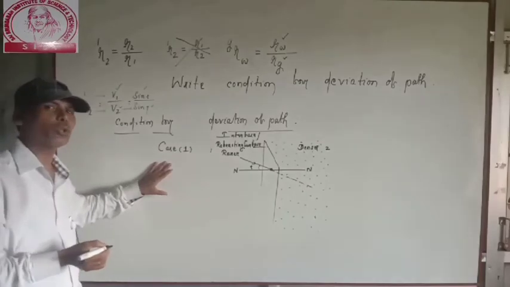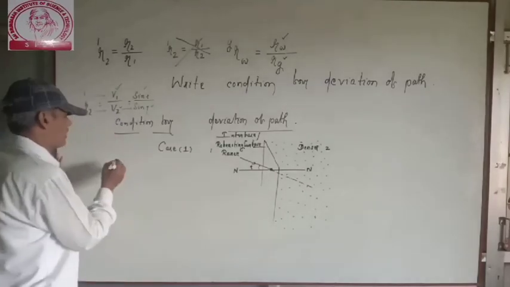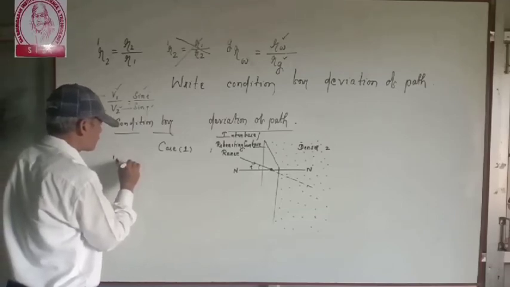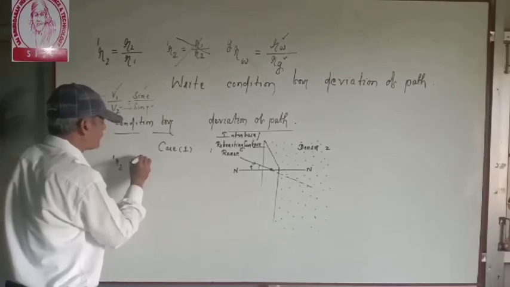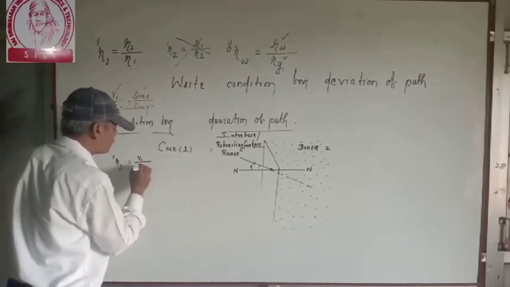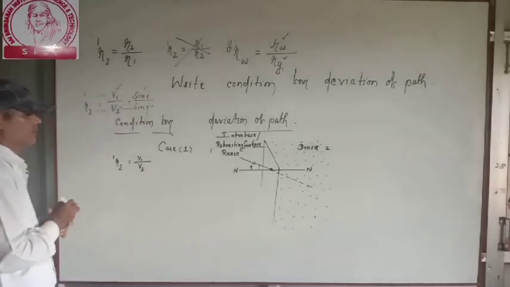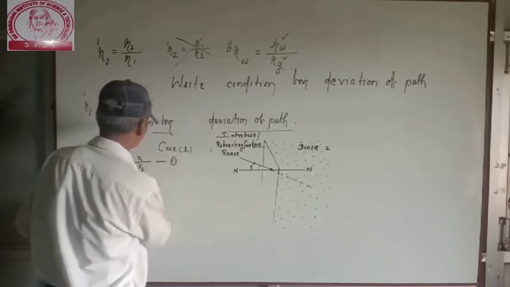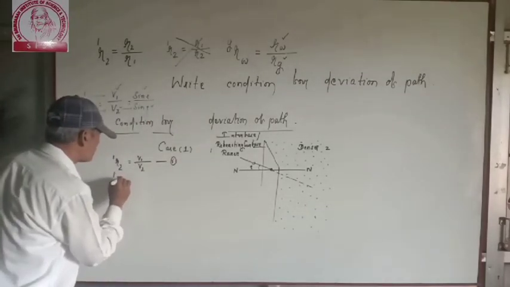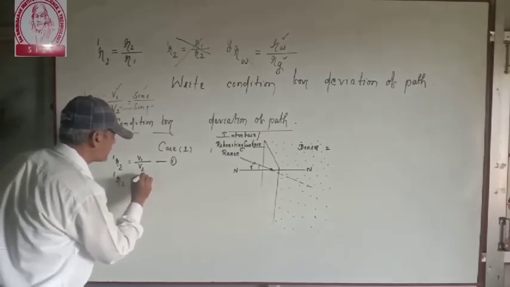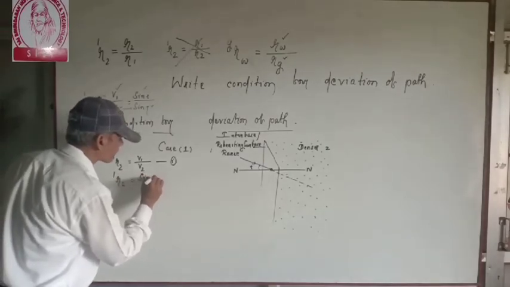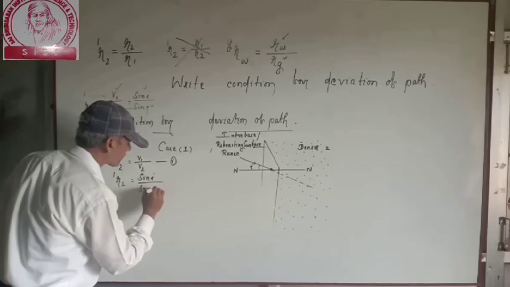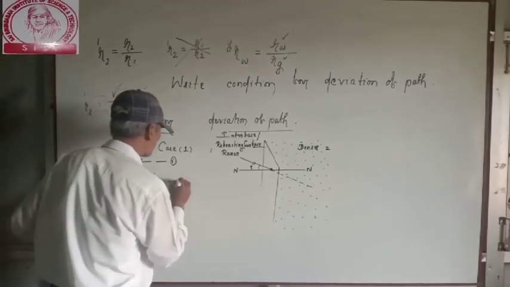We have to go through laws of refraction. 1 mu 2 is equal to v1 by v2. This is equation I, right? 1 mu 2 is equal to sin I by sin R. Okay, equation II.